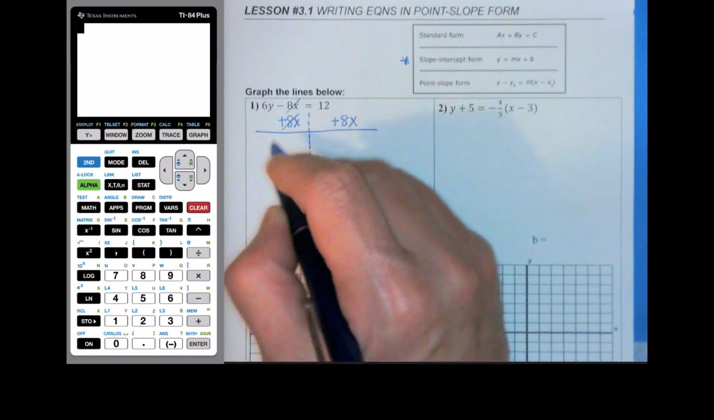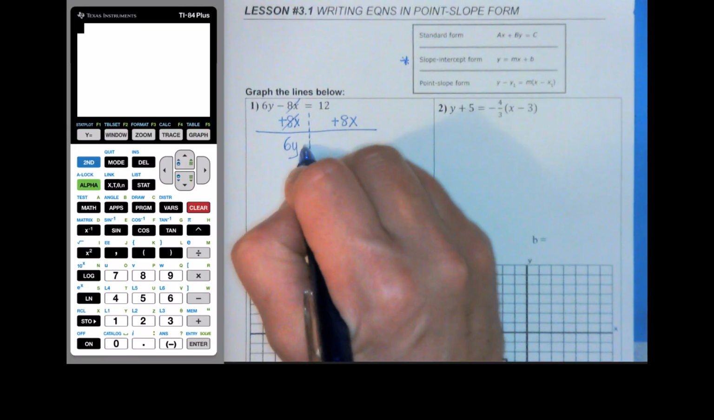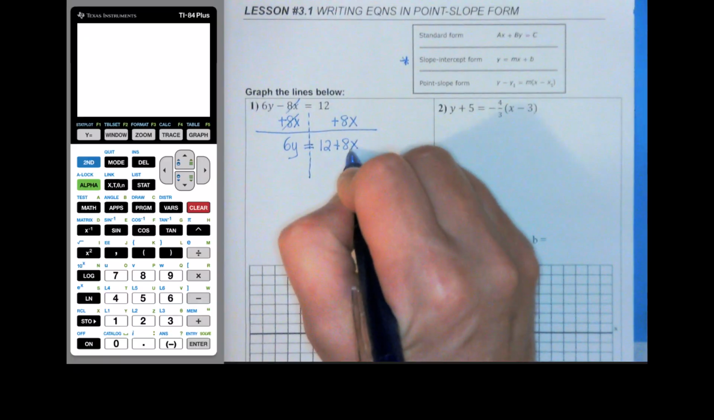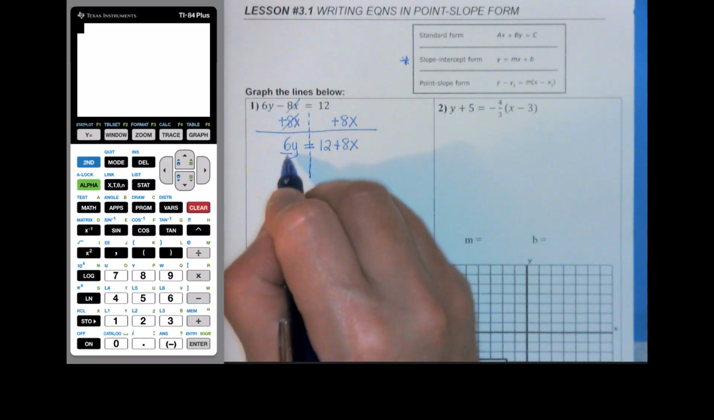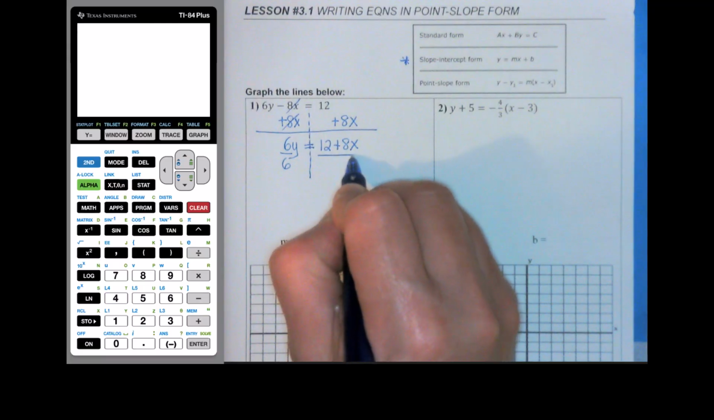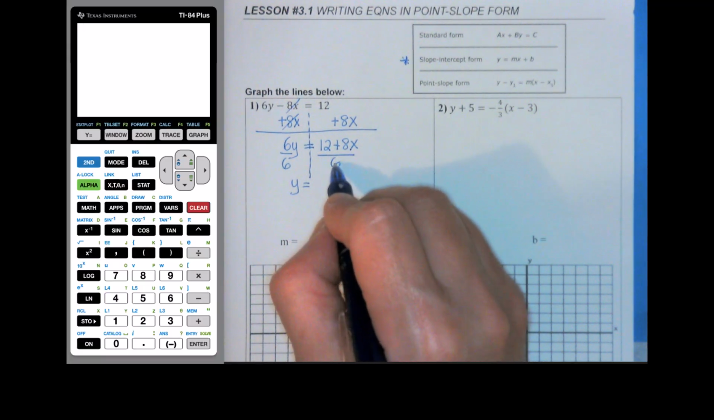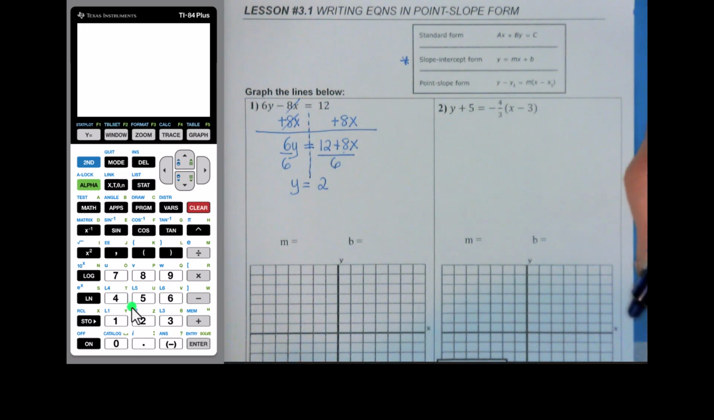So I'm going to cancel the 8x. I bring down the 6y. This is 12 plus 8x. Then we divide both sides by 6. Y equals 12 divided by 6 is 2. And then 8 divided by 6, put in the calculator.